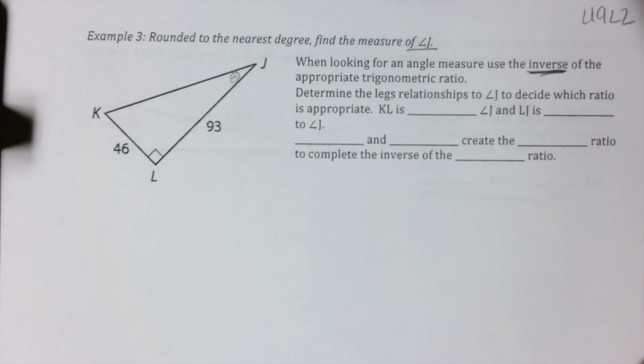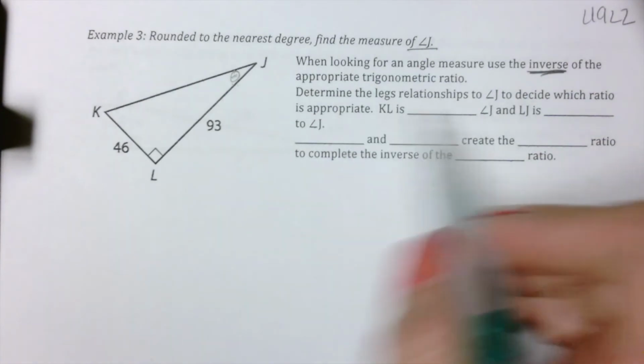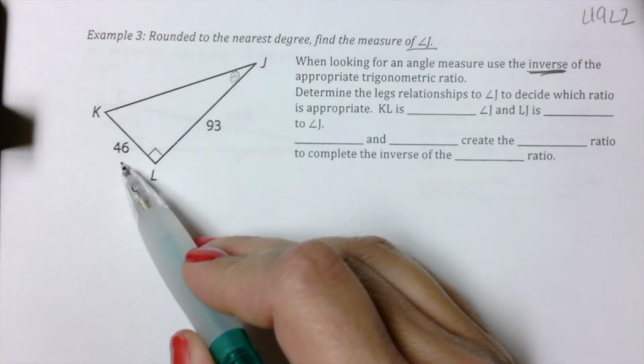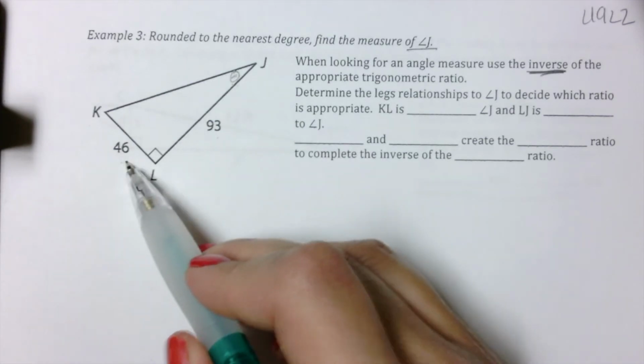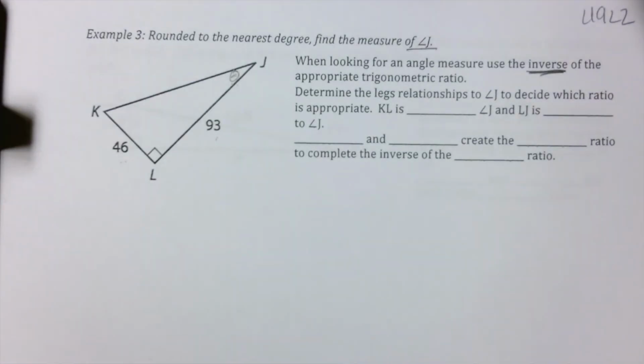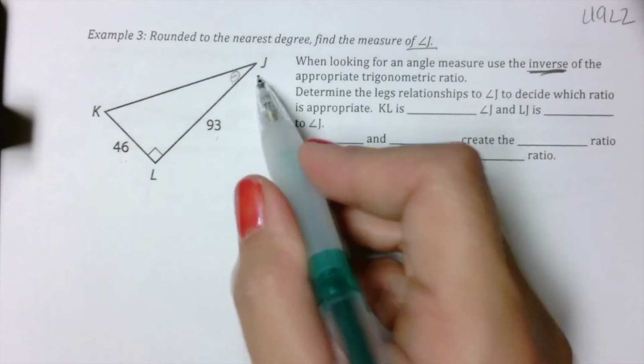But we have to decide which ratio is appropriate, and then we'll do the inverse of that. So let's figure out our legs. We have a 46 leg and a 93 leg. I don't know if they're in feet or meters, but one of them measures 46 and one measures 93. So we need to figure out their relationship to angle J.